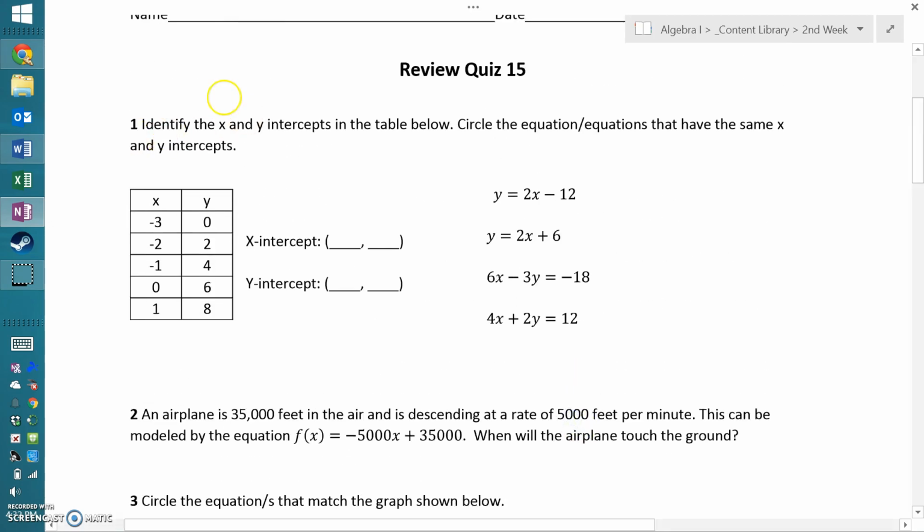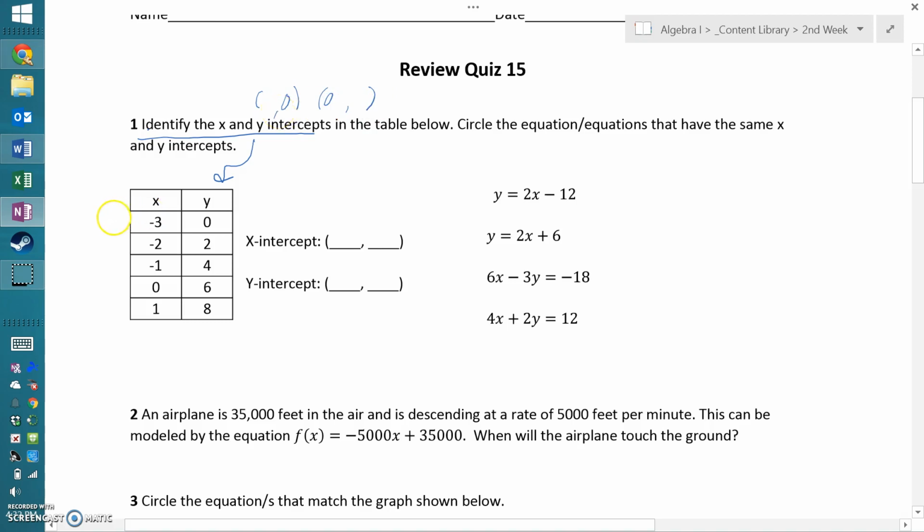Number one, identify the x and y intercepts. So that's the first piece, is identify your x and y intercepts. And you have a table to do this. So we're going to look here to get that done. Now, looking for x and y intercepts means that I'm looking for points that have zeros in them.